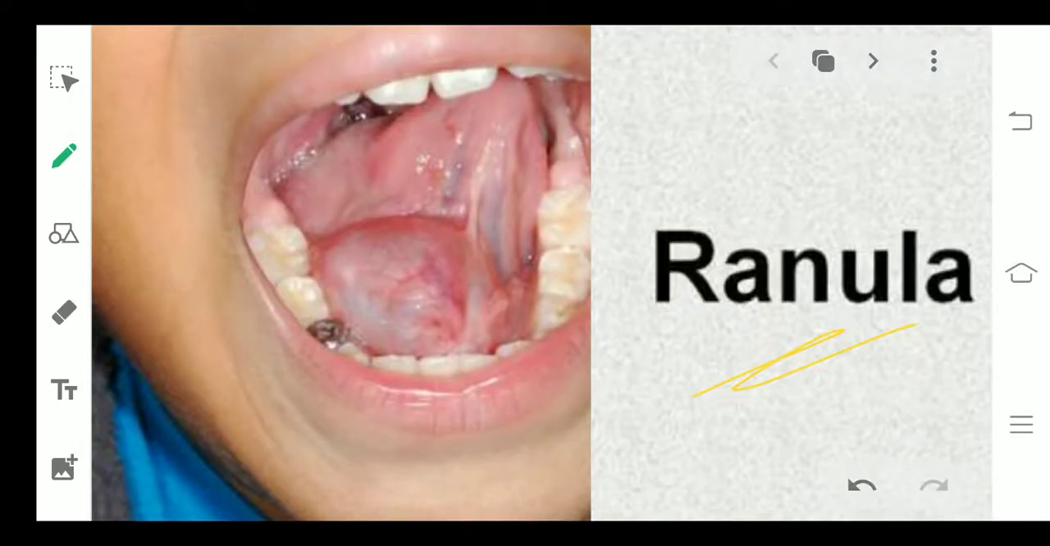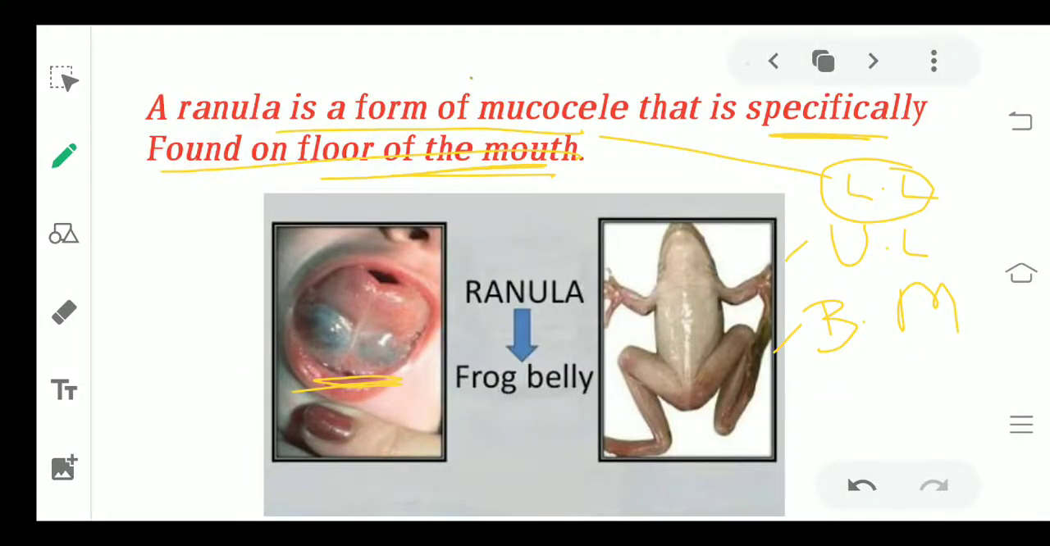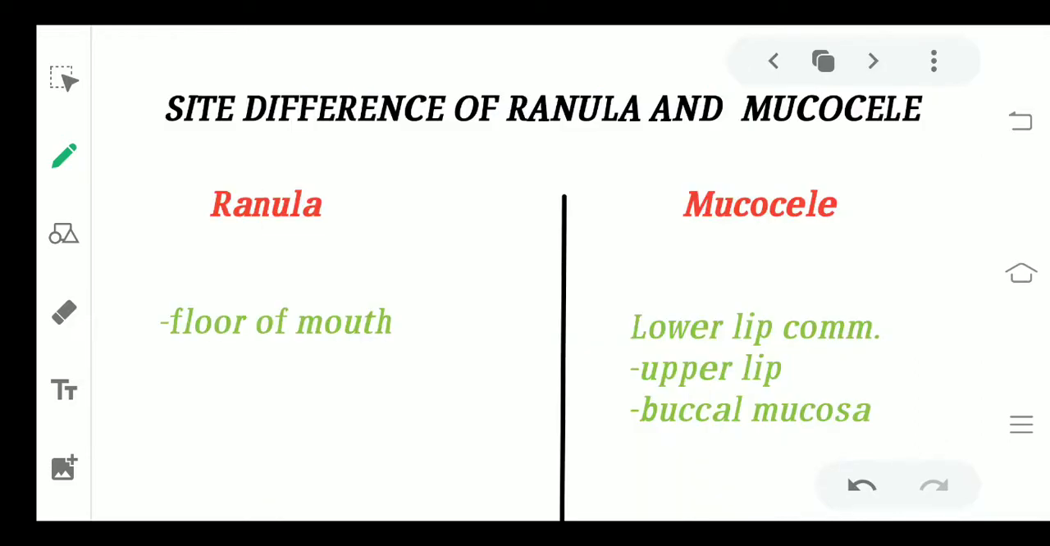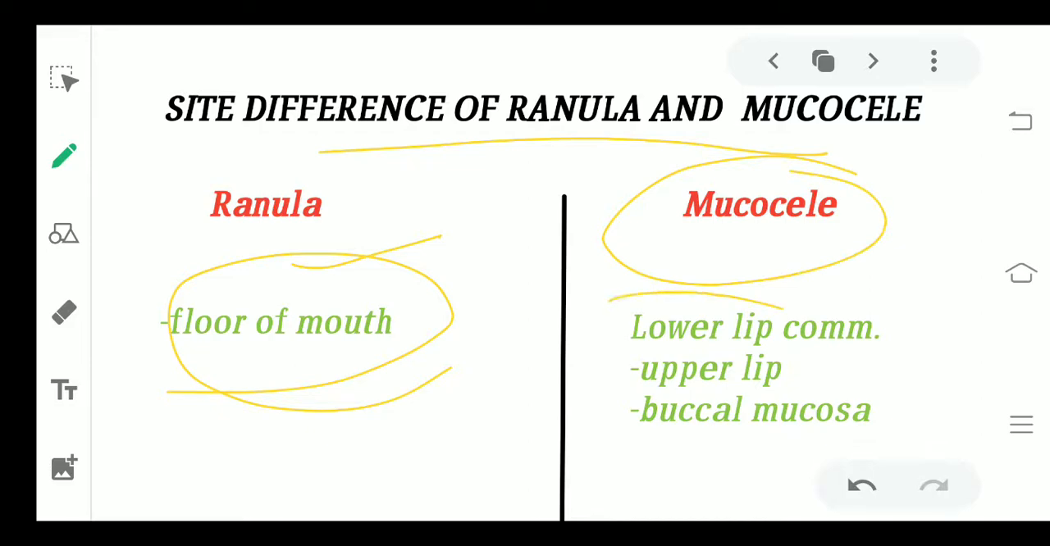Here also in the previous picture you can see this is what a ranula looks like. Always the same specific site. So you see it is very much similar to a frog's belly. If you see the anatomy of this, it is similar to a frog's belly. Now if you see the difference in the site of ranula and mucocele, ranula as I just told you is only present on the floor of the mouth, whereas a mucocele is commonly found on the lower lip but can also be seen on the upper lip and the buccal mucosa.